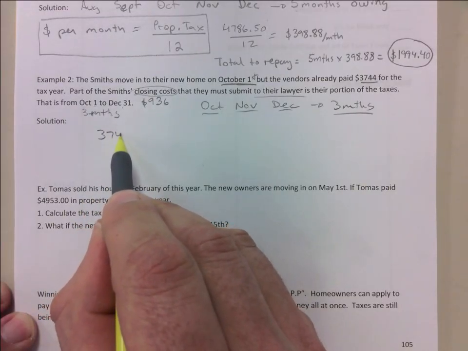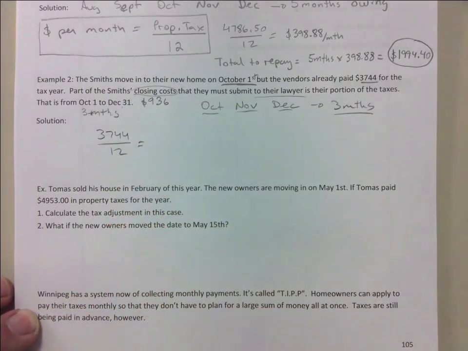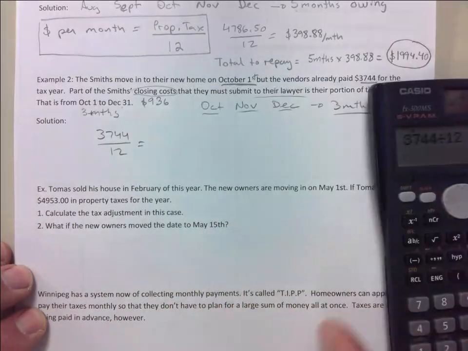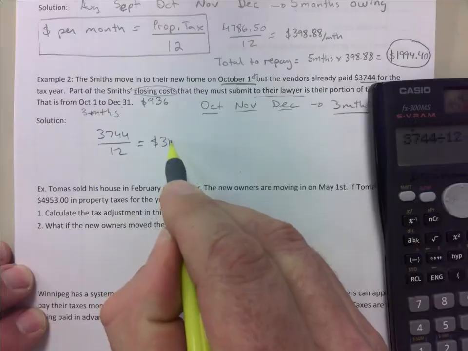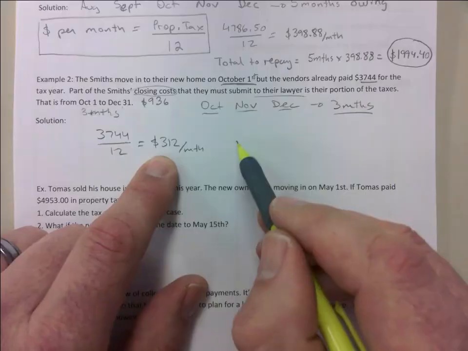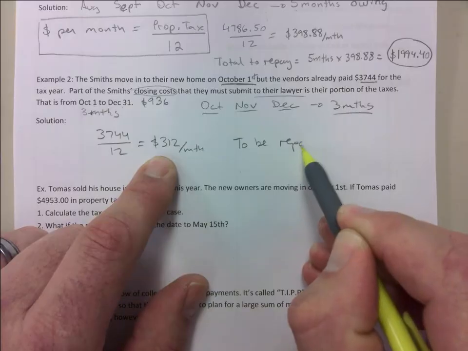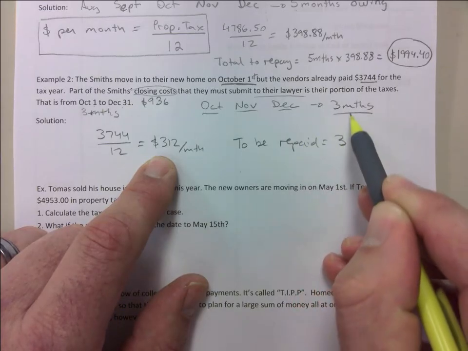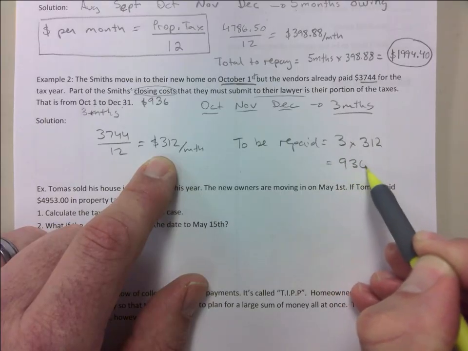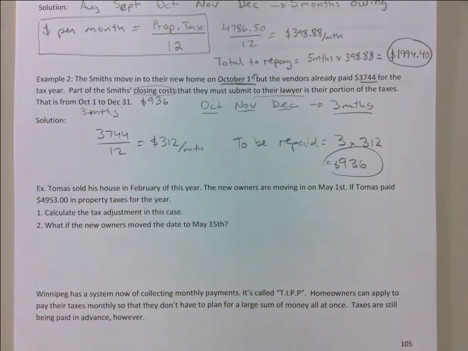So you go $37.44. This is the first step. Divide that by 12. That's $312 per month that this equates to, right? And so to be repaid is 3 months, right? Times 312. And that's 936, as I already gave you the answer yesterday. Okay, that's that.